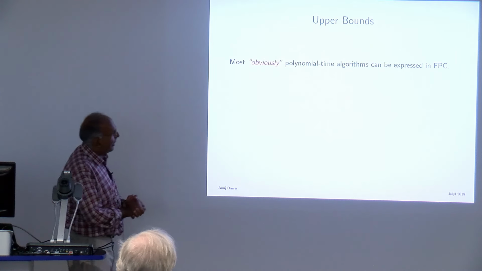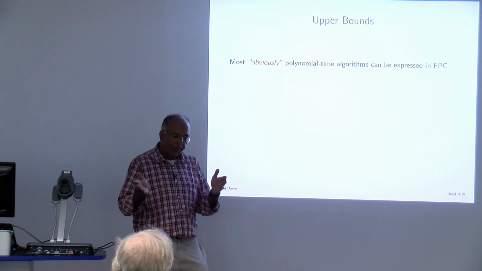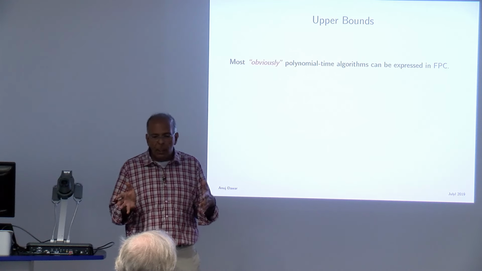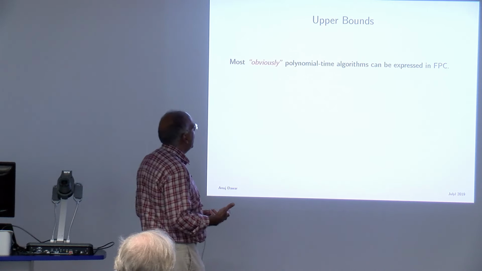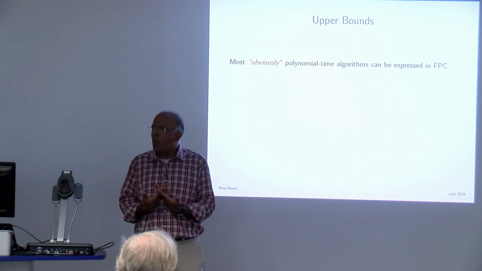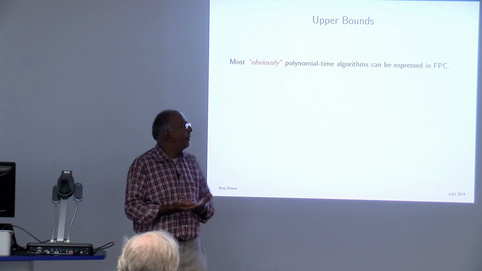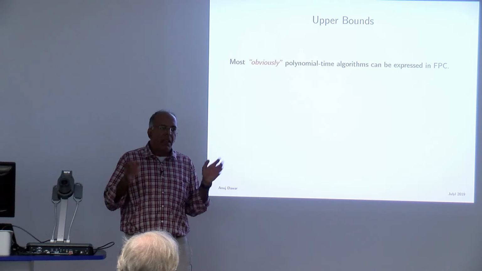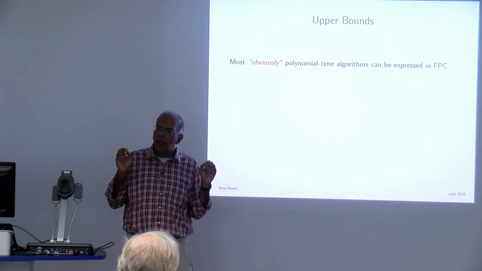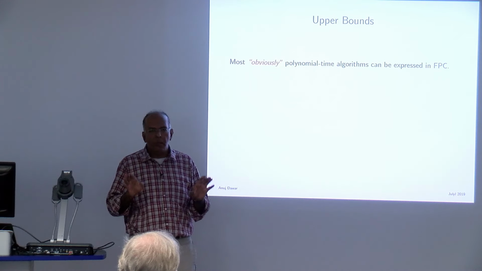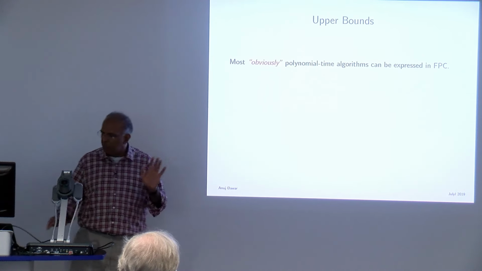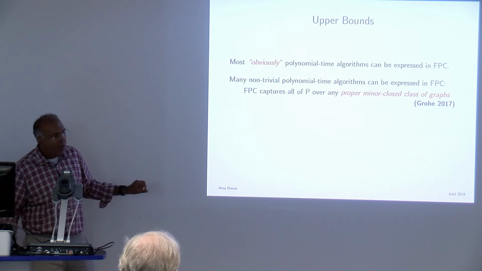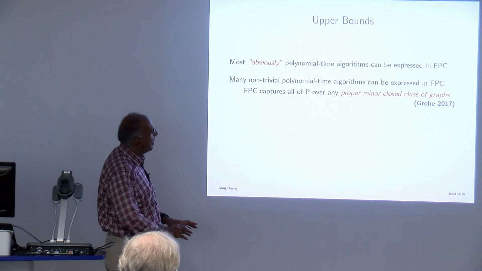But to say something about the power of FPC, these lower bounds are kind of interesting precisely because it turns out that most obviously polynomial time algorithms can be expressed in this formalism. If you think of some problem where the obvious algorithm is polynomial time, it probably can be expressed in here. This is kind of a rather informal statement. But some highly non-trivial ones have been expressed.